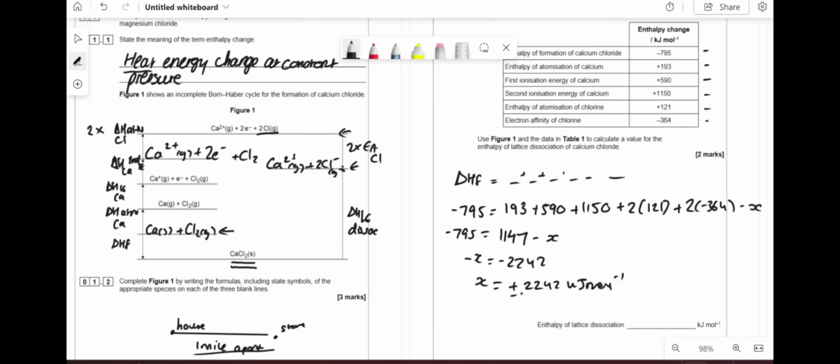It's important that you include the plus or the minus, the reason being that it's an enthalpy change. If I tell you my weight's changed, you don't know if I've gained it or lost it. In the same way, we don't know if it's gained or lost enthalpy. So you need to say a plus.